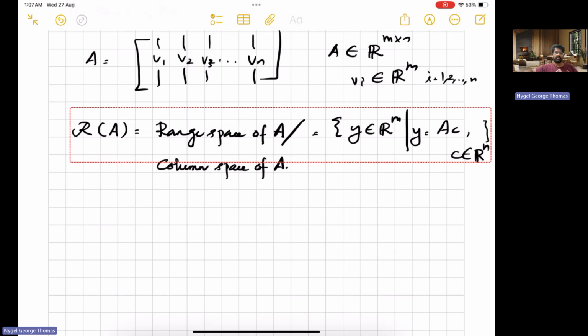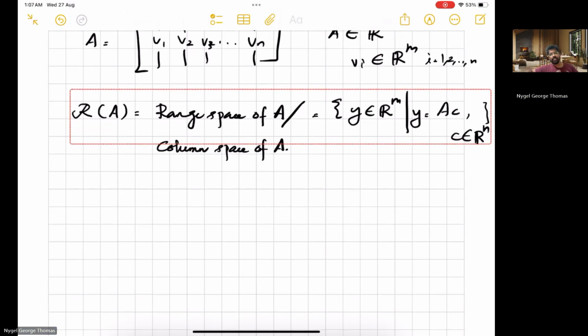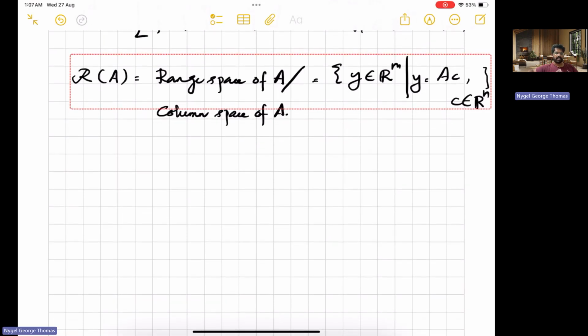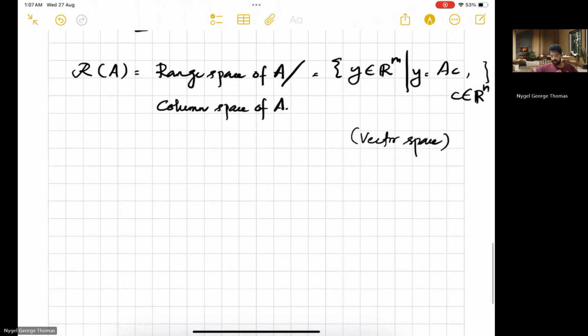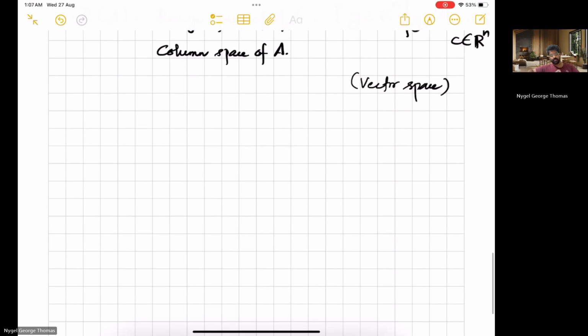Then this is again what we call the span of these vectors. Another way of calling this is the range space of A, or the column space of A. This is again a vector space. Can I prove it? Yeah, it's not difficult to prove. No, I'm not actually trying to prove it now.